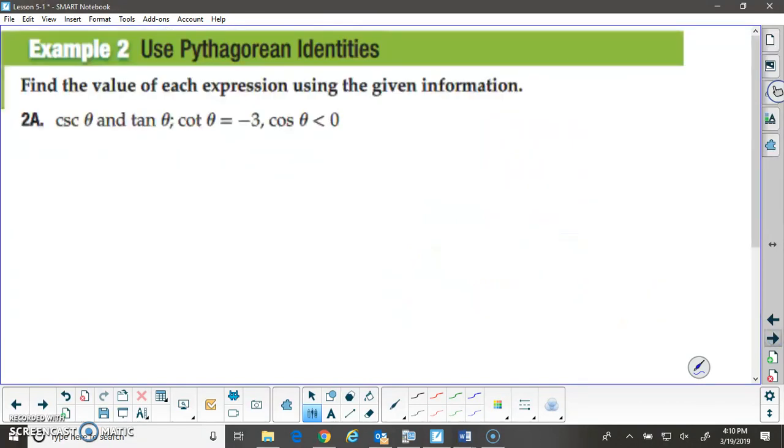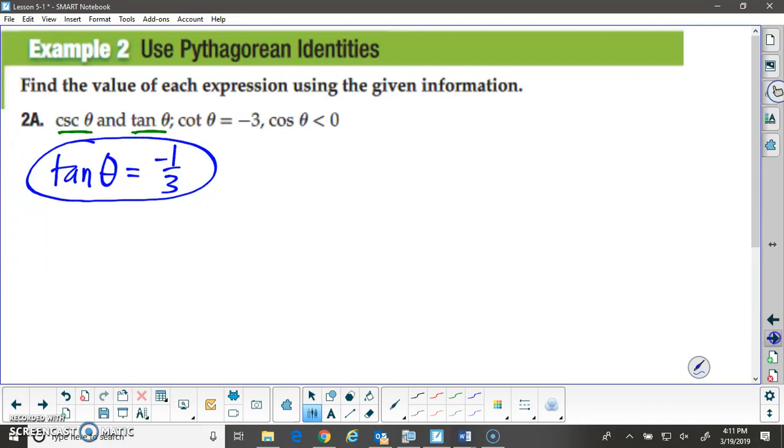Here's another example of the same kind of problem. Here they're asking us to find the cosecant and the tangent, and they're giving us the cotangent. Well, tangent of theta should be pretty simple. Since the cotangent is -3, our tangent is going to have to be -1/3.